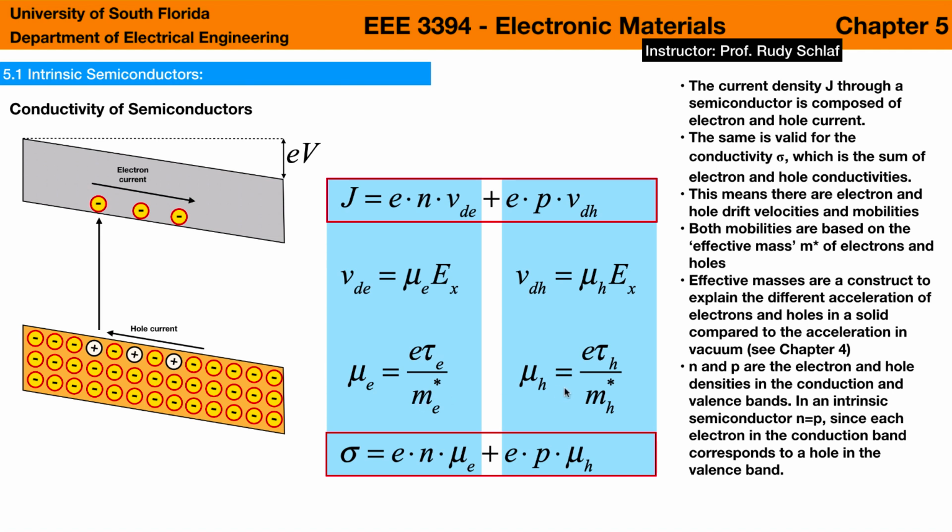Now we can do exactly the same for the hole current. So we get the drift velocity for the holes with the mobility for the holes. And here for the mobility we have the mean free time for holes and their effective mass. And with this we can define the conductivity of semiconductors, which is just the sum of the electron term and the hole term.